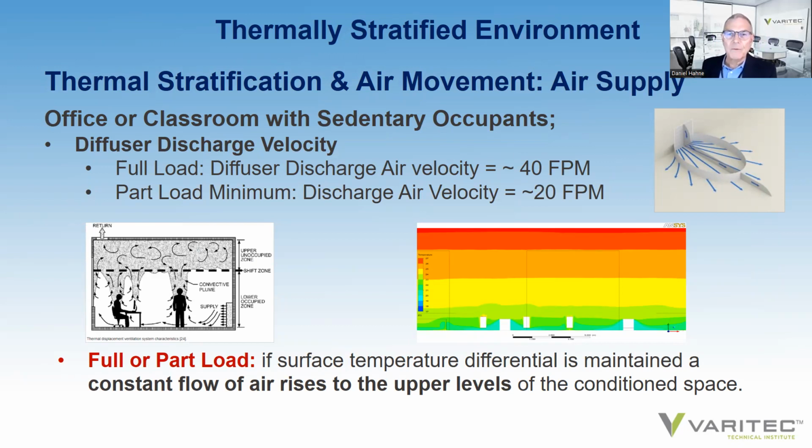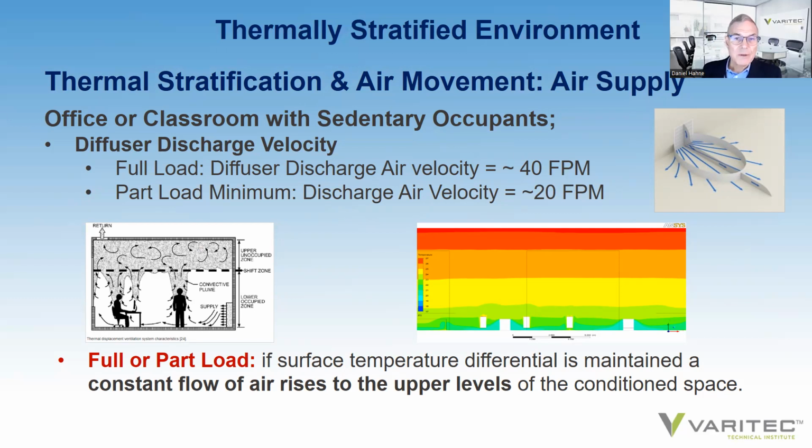Unlike 150 feet per minute, air is supplied at a peak velocity of 40 feet per minute. You want the air to pour into the space. In places that have higher loads, a lot of foot traffic, where you don't have sedentary occupants, you can bump that discharge velocity to 50 feet per minute. I've heard up to 60 feet per minute for airports, etc. But for offices and classrooms, 40 feet per minute is a good ideal target.